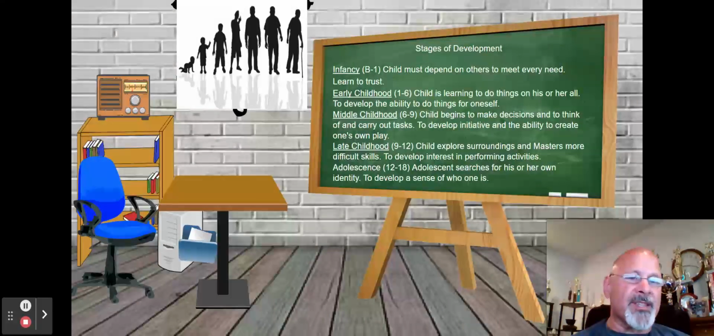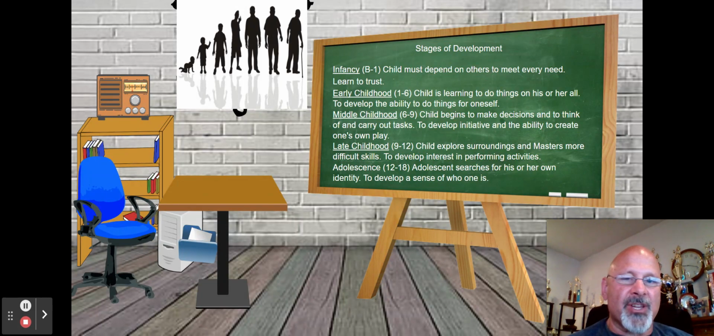Now we want to look at the stages of development, things that have to happen in order for a person to go from one stage to the next. The first stage is infancy, and this is basically from birth to one. Children must depend on others to meet their needs. At this time, they need to learn to trust.